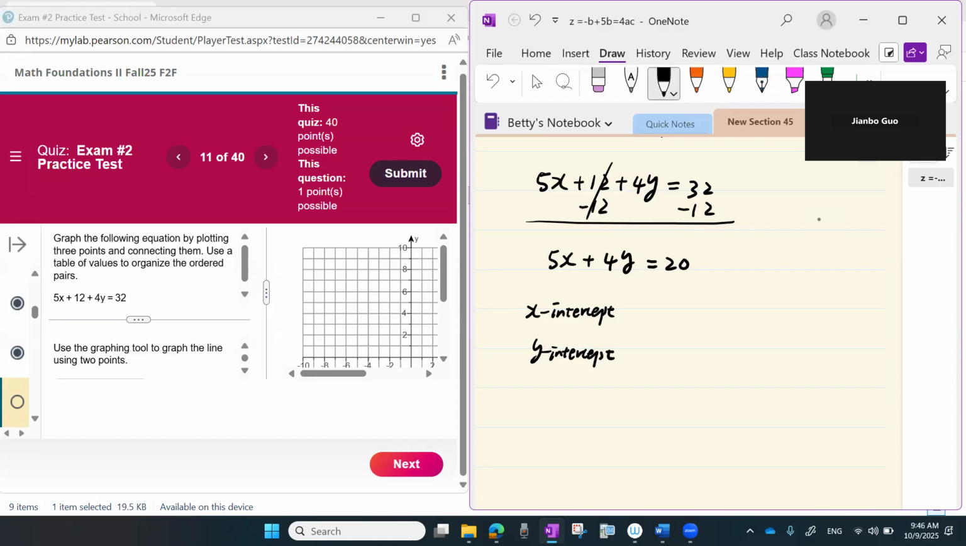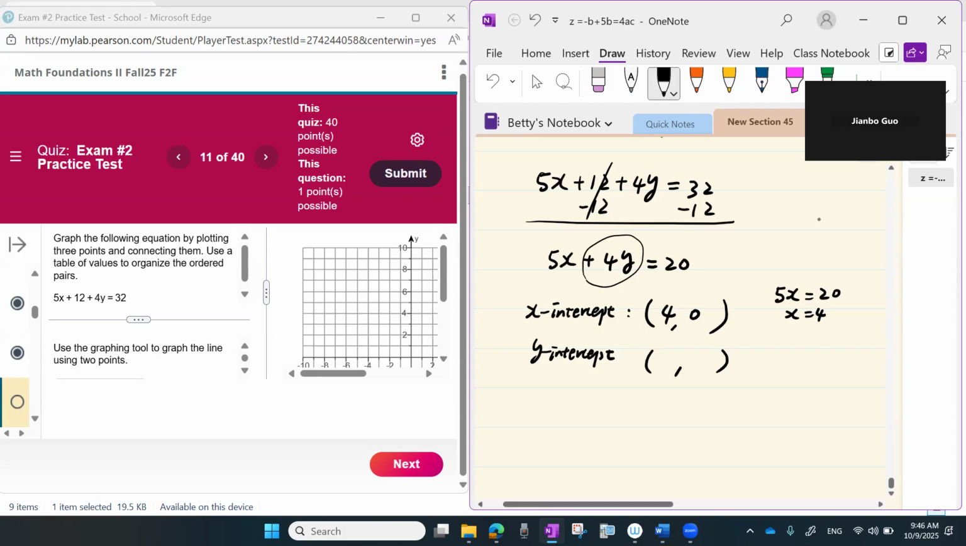for this equation. The problem says 3 points. Actually, if you only do 2, you will still get the problem right. So we're going to just do 2, okay? To find the x-intercept, make y be 0. As you can see, if y is 0, we have 4x equals 20, x equals 4. So (4, 0) is the x-intercept.